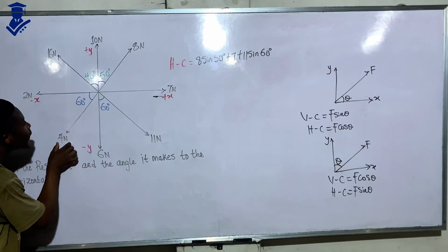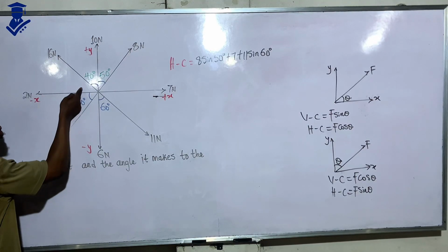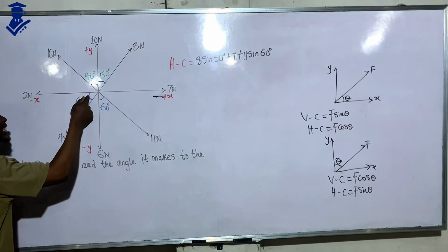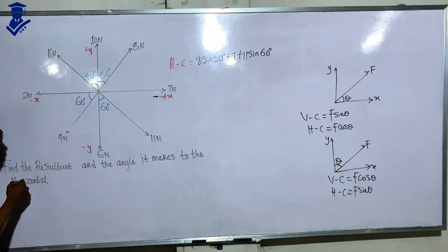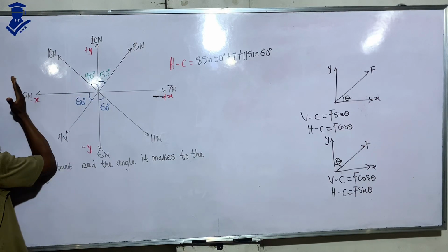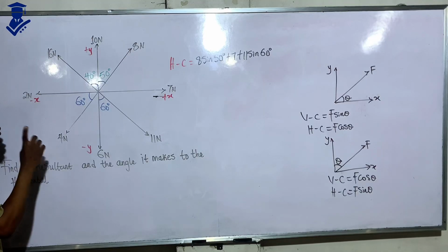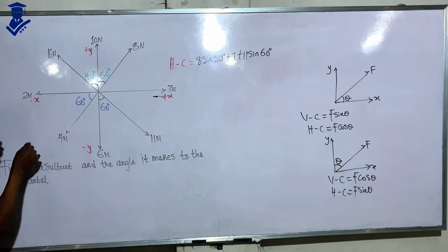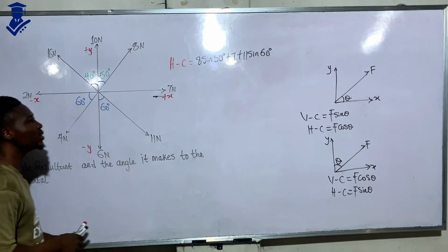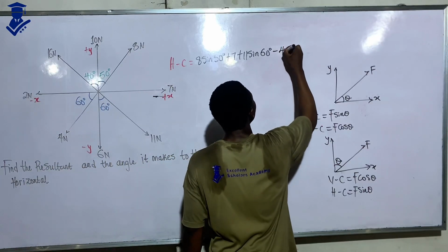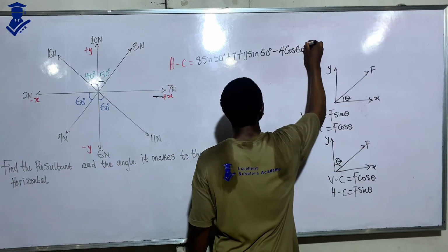This 4 Newton force is inclined to your horizontal at an angle of 60 degrees, and it is on the negative side of your x-axis. So it's going to be minus 4 cos 60 degrees.